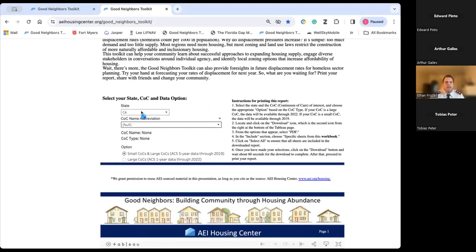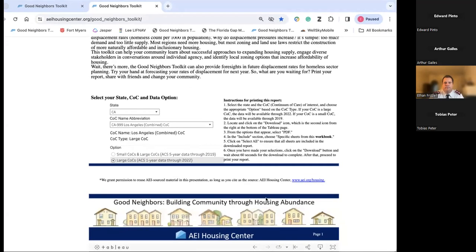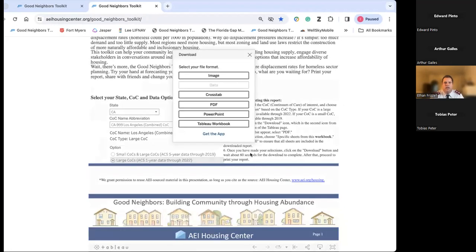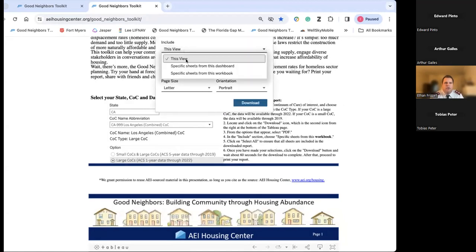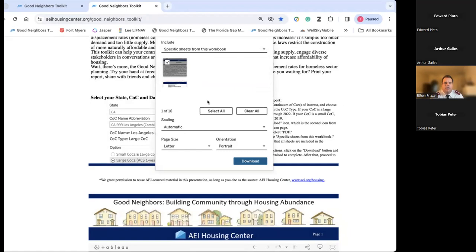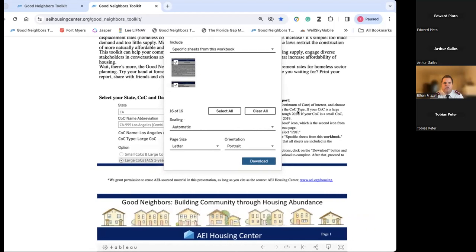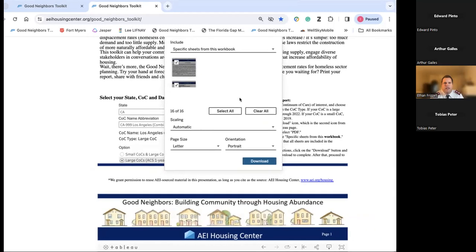And then when we look at Los Angeles, it is obviously a large COC. You go to the right. Sorry, I'm having to move a couple things around my desktop. You hit the download button. I tend to download things as a PDF. You hit all selected sheets. I hit select all. The instructions are right here on the right, in case you need to get those again.